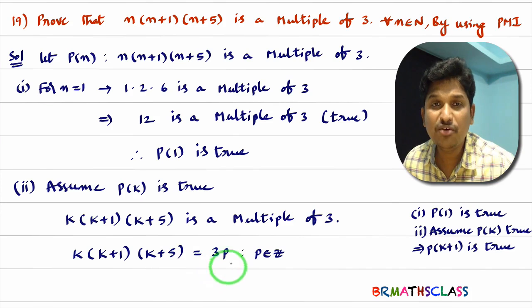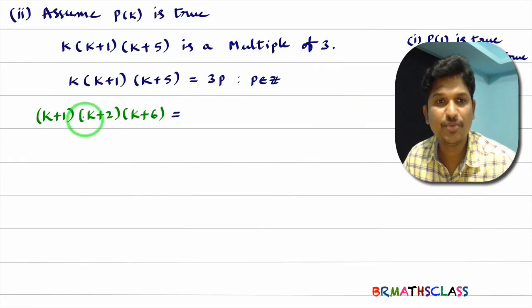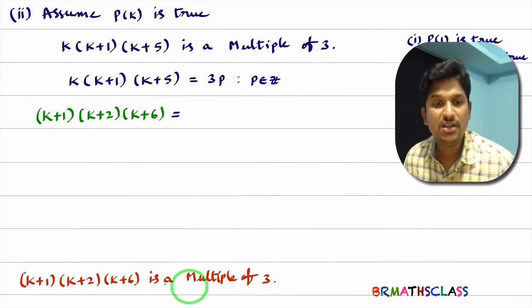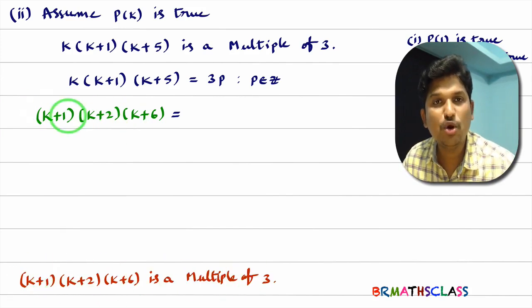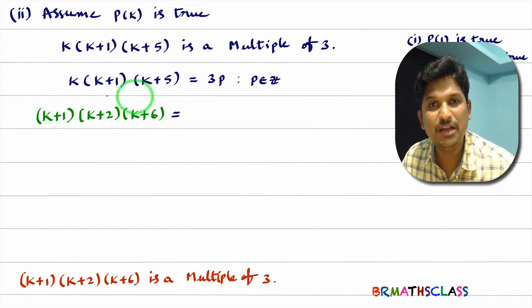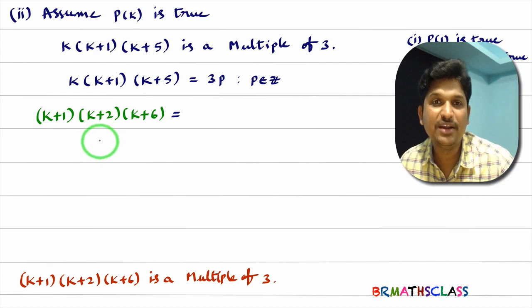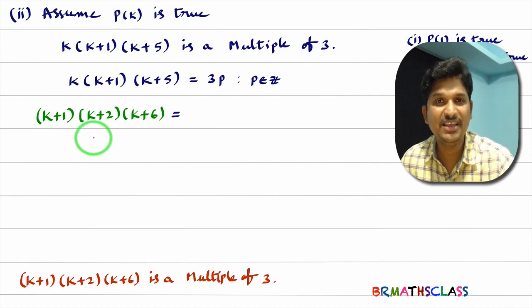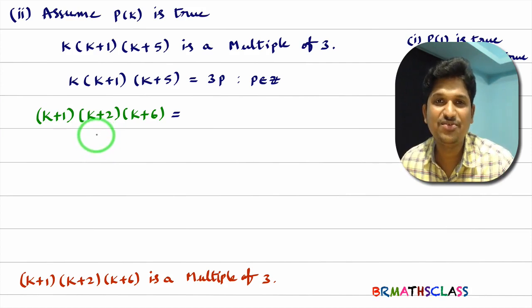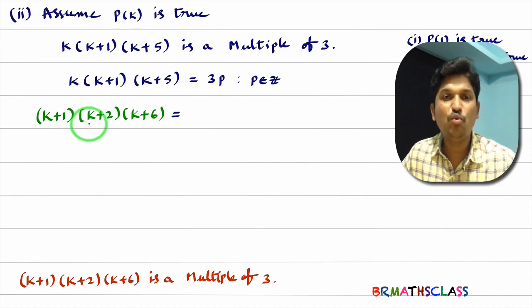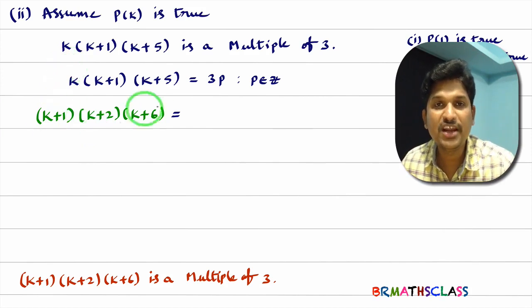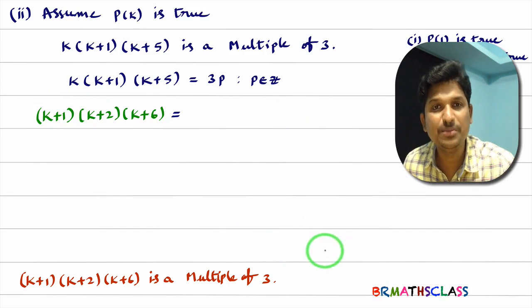Okay. Now what is our main intention? We are trying to prove P of k plus 1 is true. You consider this. You observe here. This is P of k plus 1. Now I need to prove that this is a multiple of 3. Okay. So this is a little tricky one, not very easy. If you know the trick, you feel that this is very easy. First, you understand what we are trying to prove. We are trying to prove that this is a multiple of 3. I'll start simplifying this. At the end, I'll get 3 into some integer here.